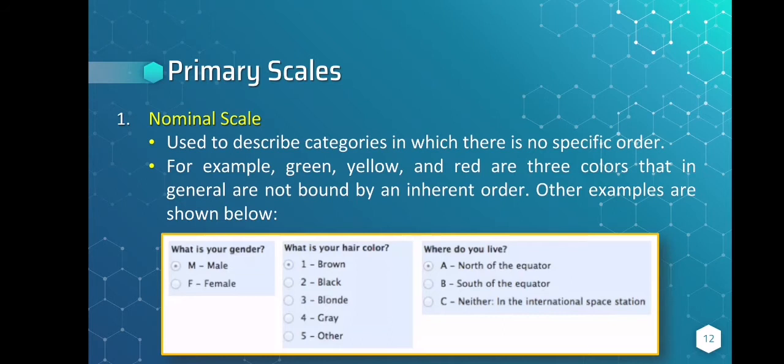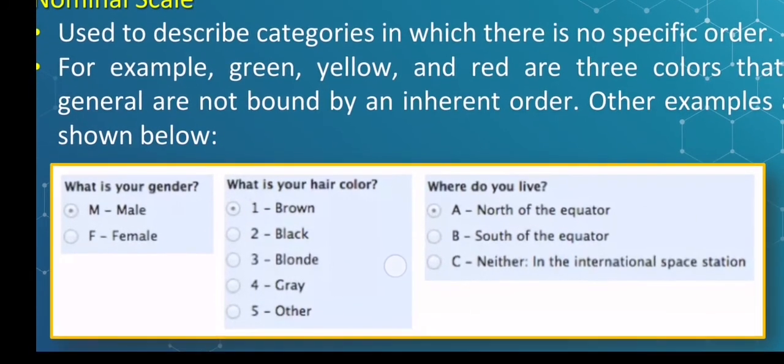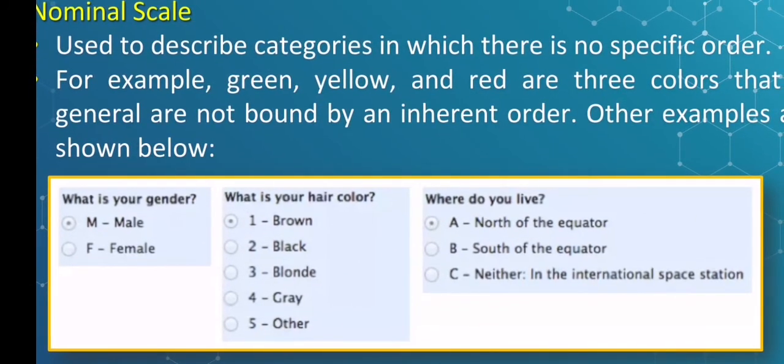As you can see in the example below, given are categories like gender, hair color, and a question of where do you live. The choices given do not have a specific order. It doesn't matter if your choices are arranged as male or female or vice versa.